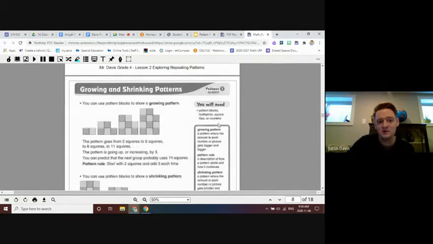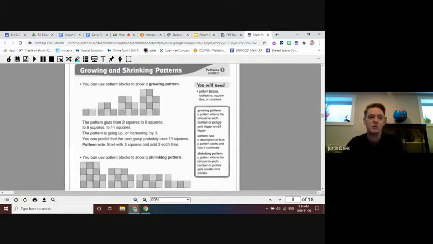Okay, so that brings us to today's lesson about growing and shrinking patterns. I'm just going to read through this page that has information. This is in your package, and then we'll take a look at the worksheet that you're going to be working through today. So it says you can use pattern blocks to show a growing pattern.